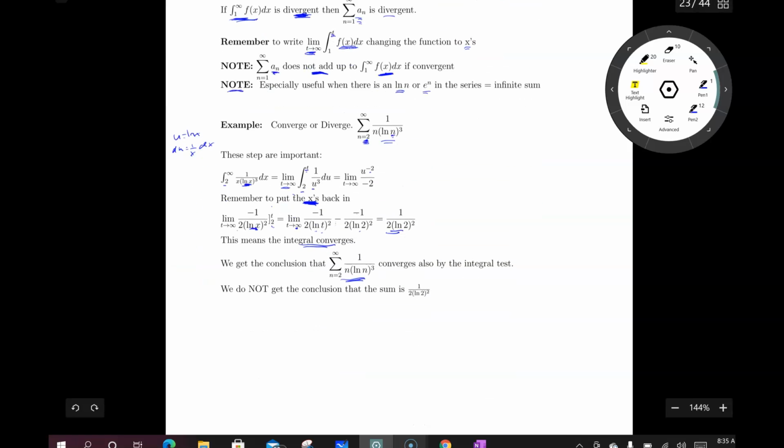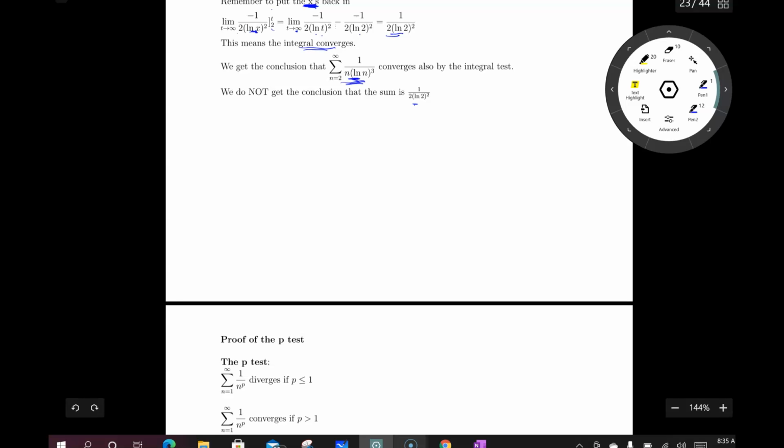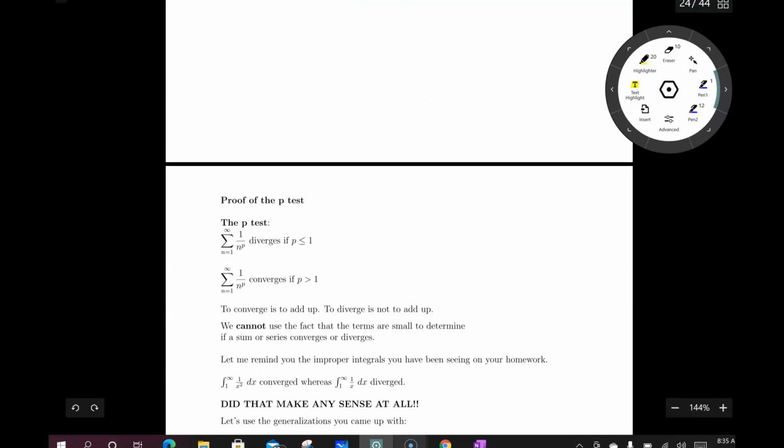Let me just say it again. That does not mean that the sum of this is this, right? I just get that the integral converges. I'm sorry, that the sum converges because the integral converges.